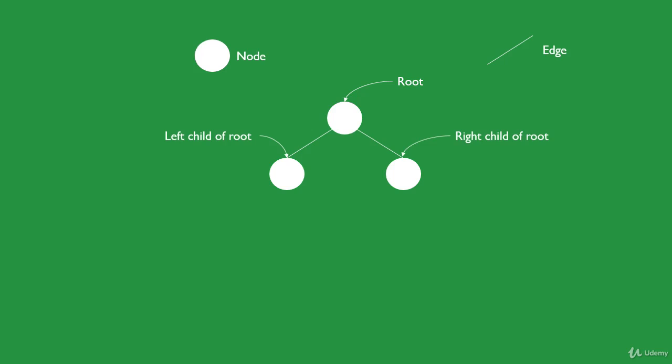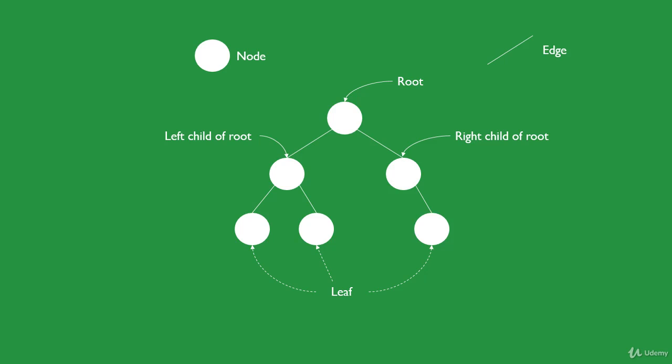But this is not a rule. Nodes can also have only a left or only a right child, or they can have no child at all. For example, the right child of the root has no left child. It has only a right child. The nodes that have no children are called leaves.